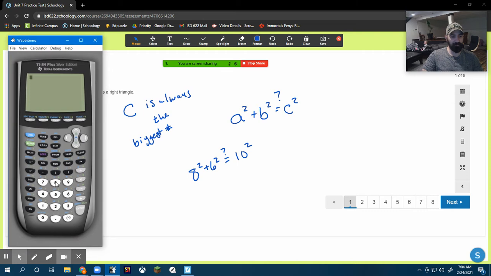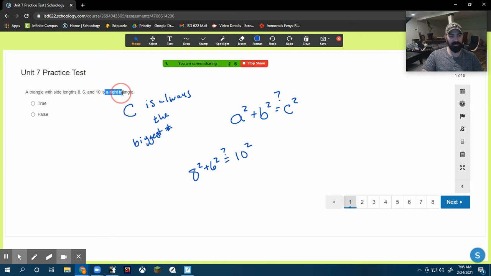So we're going to say 8 squared plus 6 squared equals 100. Is 10 squared the same thing? Yes, it is. And since it is the same thing, it is a right triangle, so the answer is true.